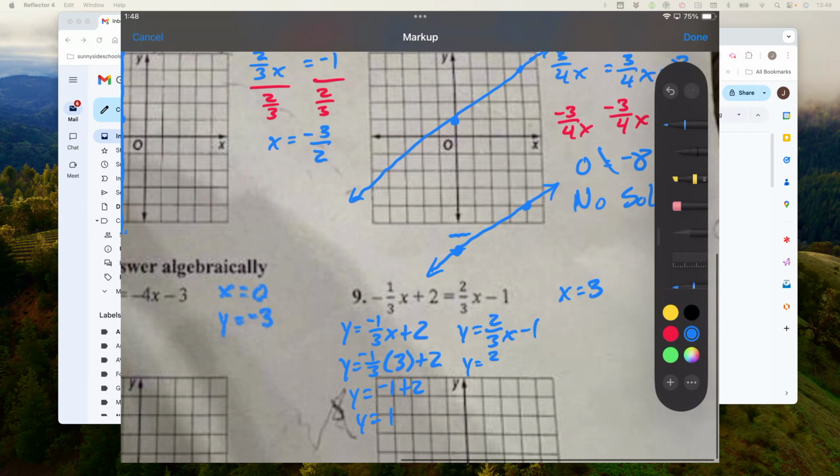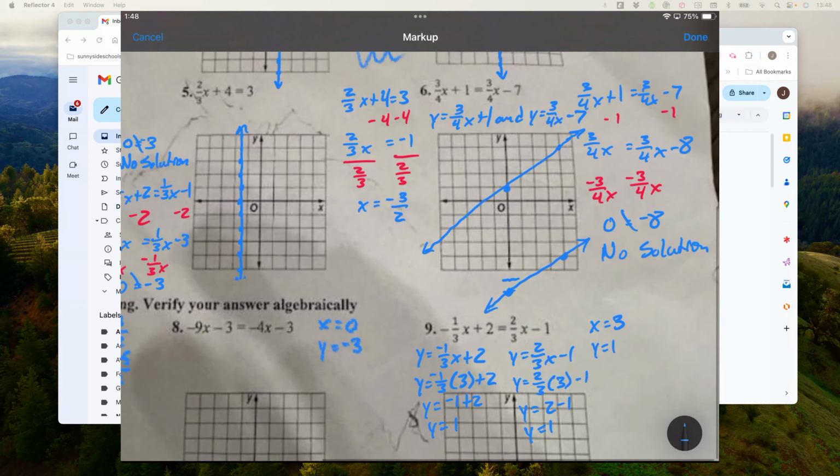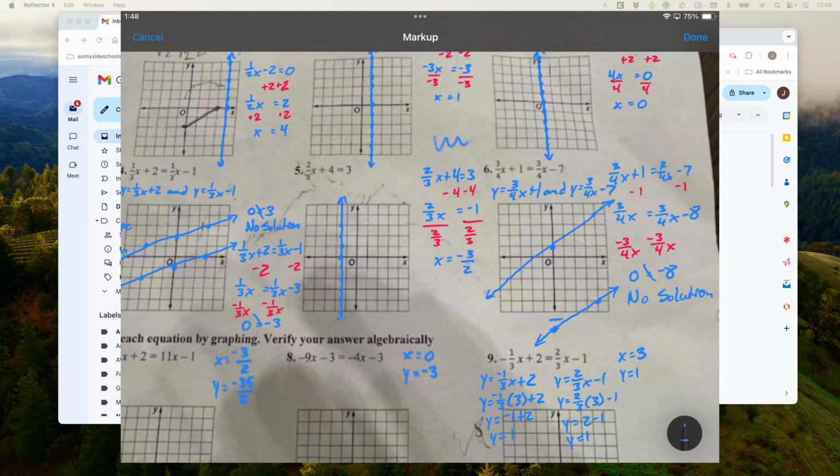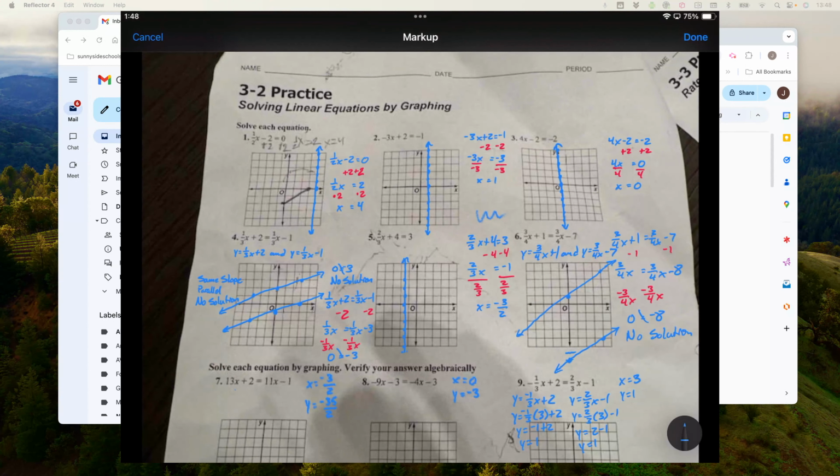Y equals 2/3 times 3 minus 1. That's going to be 6 over 3, which is 2, minus 1, which is 1. So in both instances, we end up with y equals 1. That matches the ordered pair that we found when we graphed it, and so we know that that's the correct answer for that one. These are tough.